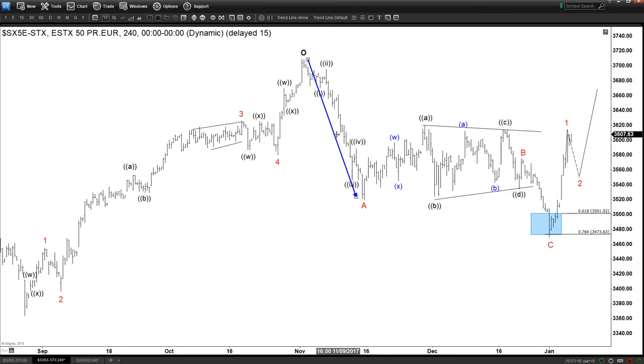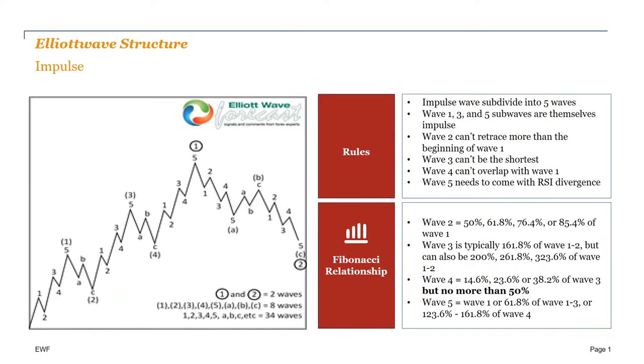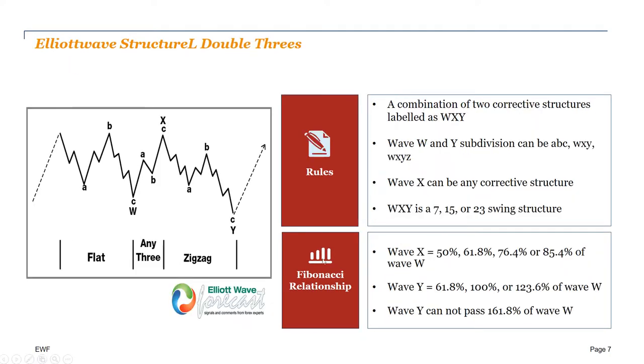So let's take a look at another example of a zigzag that is part of a complex correction, like we talked about earlier here. This one is a zigzag that is part of a complex correction called WXY or double threes.